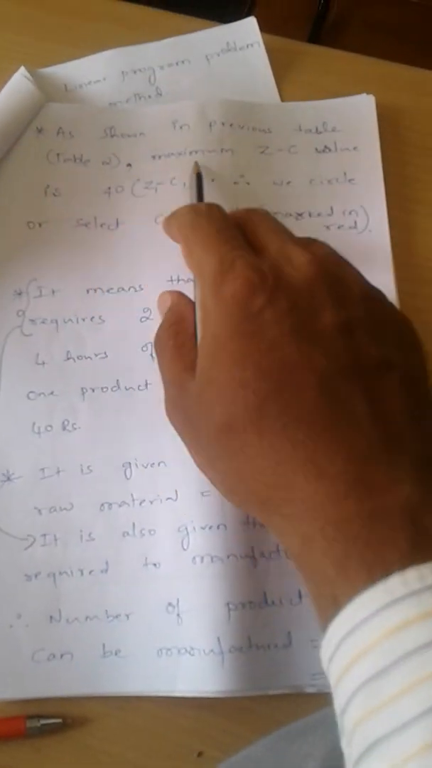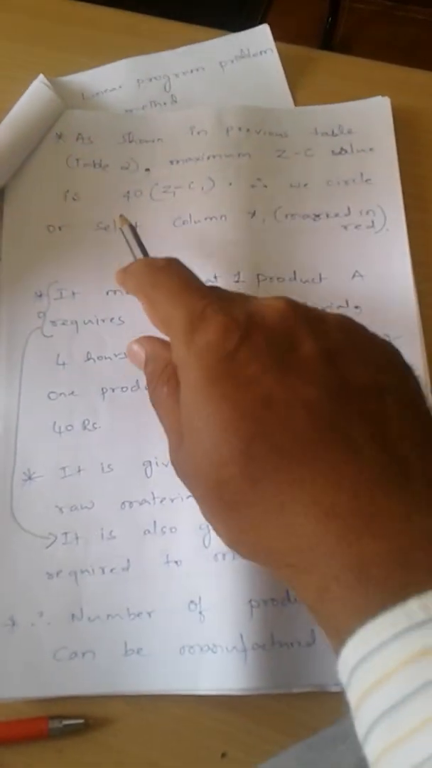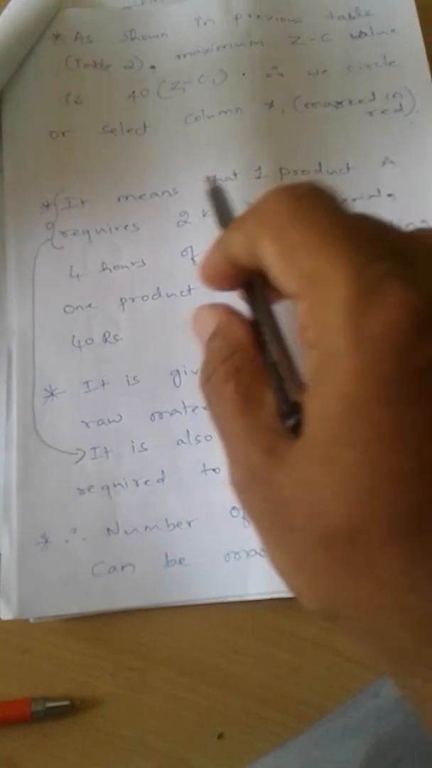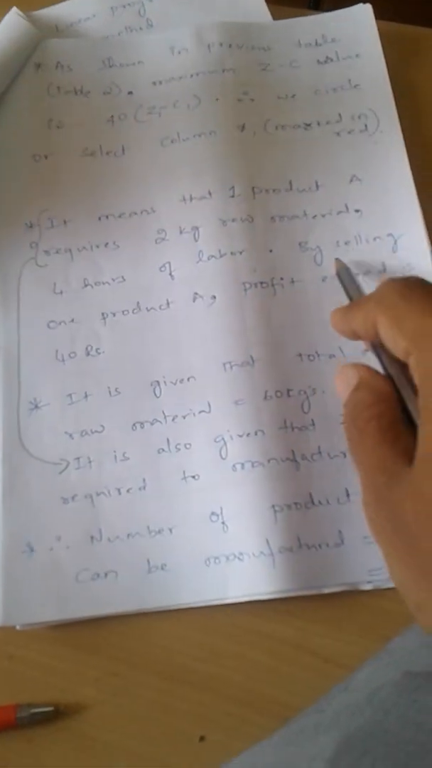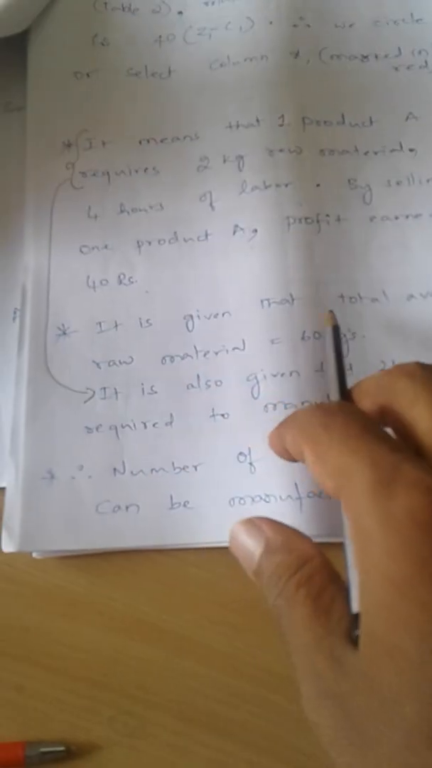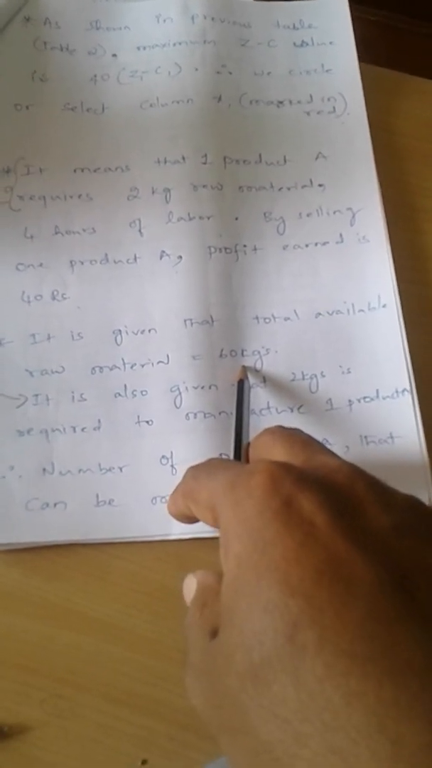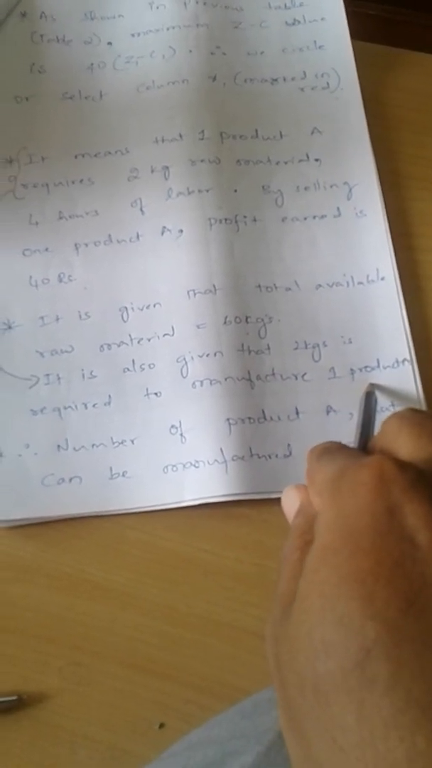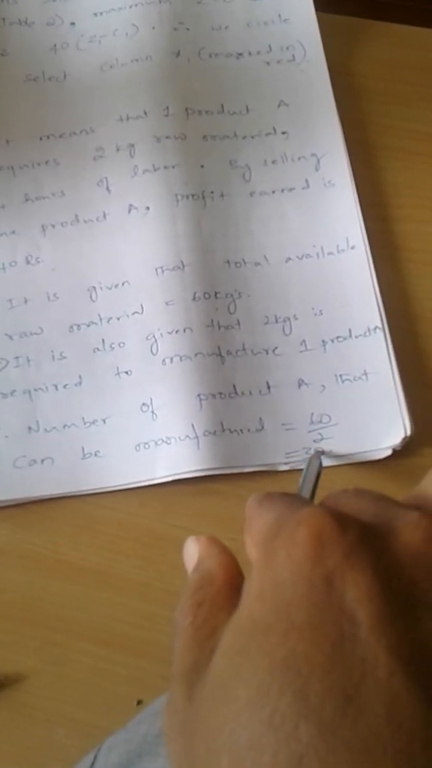So as shown in the previous table, maximum Z minus C value is 40, that is Z1 minus C1. Therefore we circle or select column X1, which is marked in red in the previous table. Alright, it means that one product A requires 2 kgs of raw material, 4 hours of labor. Now by selling one product A, profit earned is 40 rupees. It is given that total available raw material is equal to 60 kgs. Okay, and it is also given that 2 kgs is required to manufacture one product A. Therefore, total number of product A that can be manufactured is 60 divided by 2, which is equal to 30.